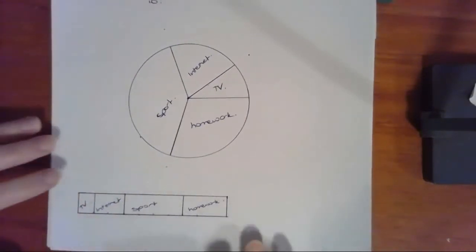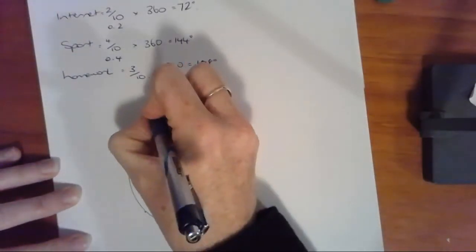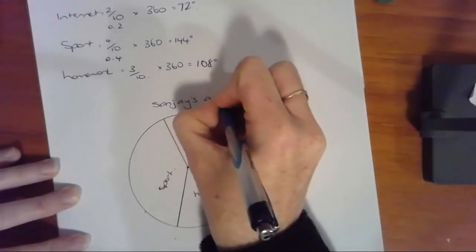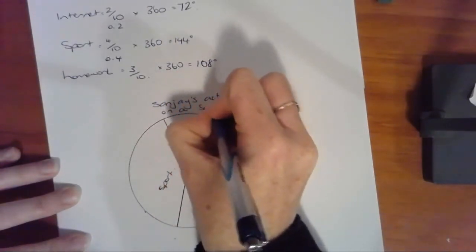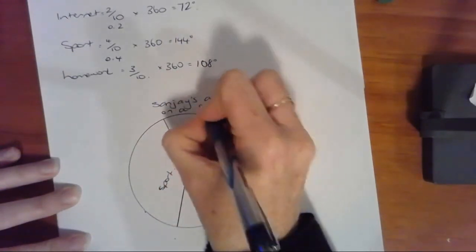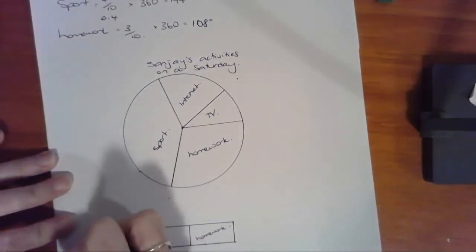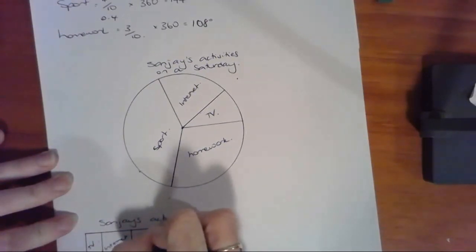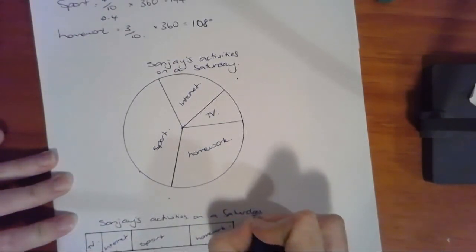Okay, now of course, I should have done this before, but you need to give it a title. So Sanjay's activities on a Saturday. Okay, and of course if you're doing the same graph, it's always good to label all of them. Sanjay's activities on a Saturday. Oops. Okay, cool.